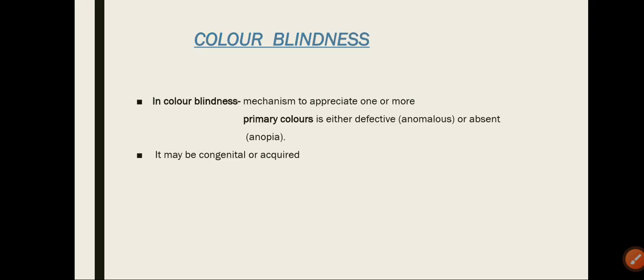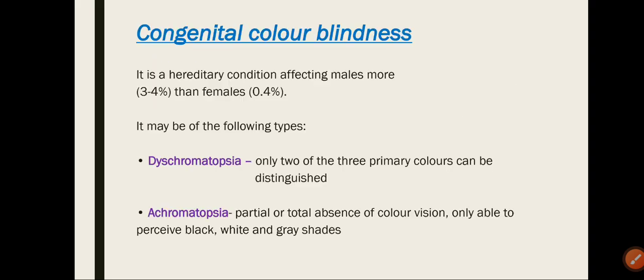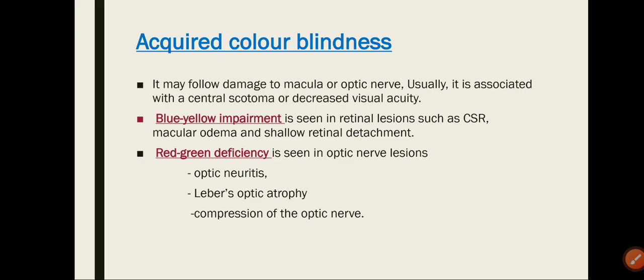Dyschromatopsia, where only 2 or 3 primary colors can be distinguished, and achromatopsia, which is the partial or total absence of color vision, only able to perceive black, white, and gray shades.